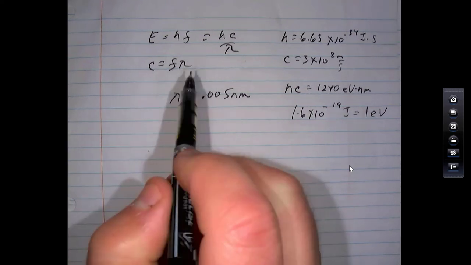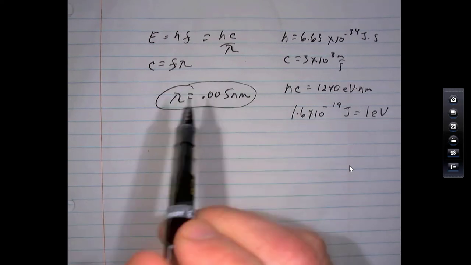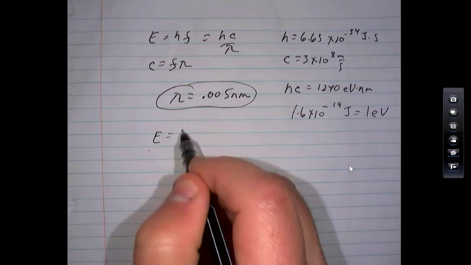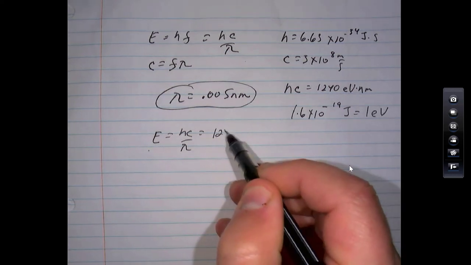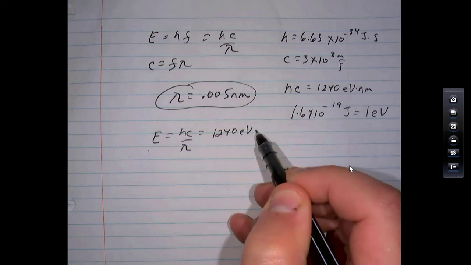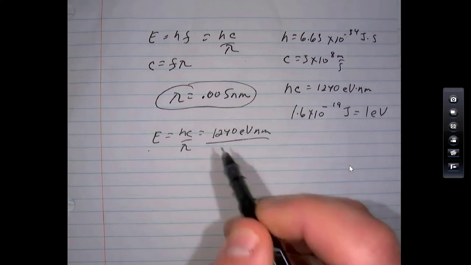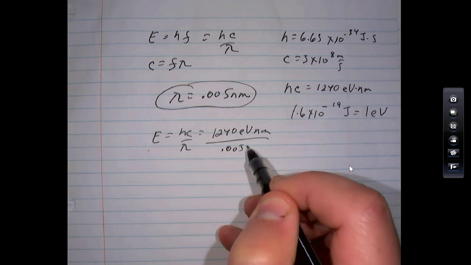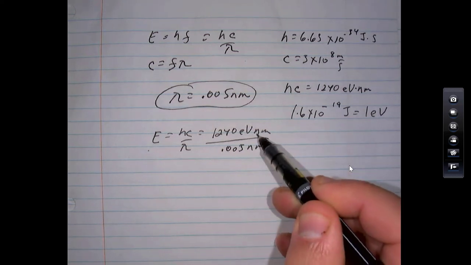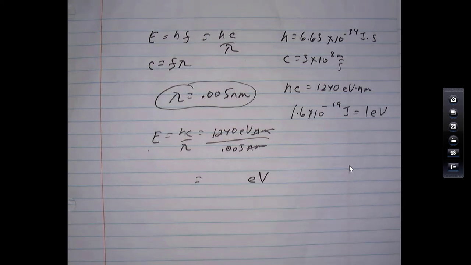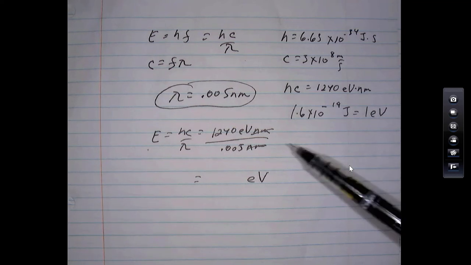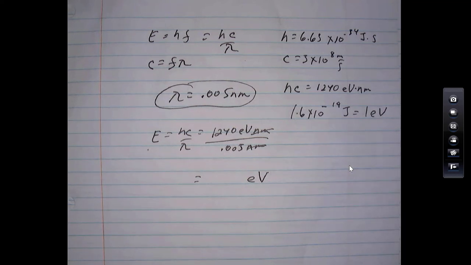So if we have the wavelength in nanometers, then the energy is hc divided by the wavelength, and then we could use our new fancy h times c already being 1240 eV nanometers divided by the wavelength, 0.005 nanometers. Then you can see how easy this is. The nanometers cancel out, and then you're left with the energy in electron volts. Okay, good. So it's useful if the wavelength is given in nanometers and you want the energy in electron volts. I mean, this comes out in electron volts. You could then convert it to joules if you wanted to.